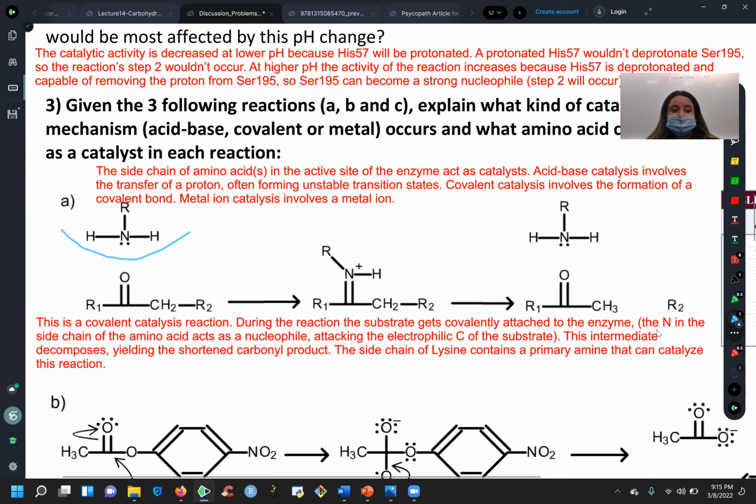The N in the side chain of the amino acid acts as a nucleophile, attacking the electrophilic carbon of the substrate. So remember, there's a carbon right here. So this nitrogen acts as a nucleophile and it attacks this carbon. So that's why the oxygen left, and it was replaced with this nitrogen. So this is a temporary covalent bond that formed in this intermediate state. And that is how you know that this is covalent catalysis.